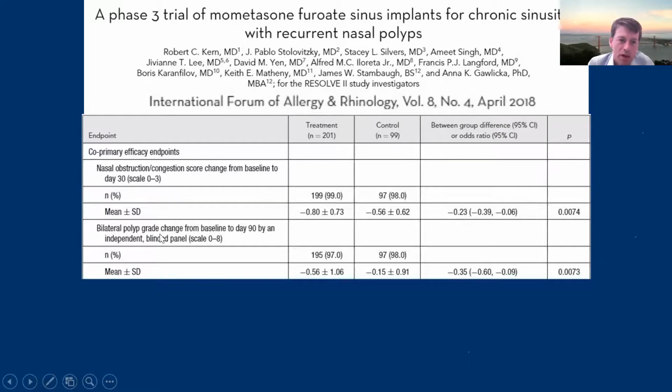If you look at bilateral polyp grade, they did use a system where they had an independent blinded panel. They also had surgeons score on their own. So this is the data from the independent blinded panel. And again, you can see that the treatment group went down. This is now a 0 to 8 score. The treatment group went down by half a point, so relatively modest, whereas the nasal steroid spray alone control group went down by 0.15. Again, a statistically significant difference, but a relatively small difference.